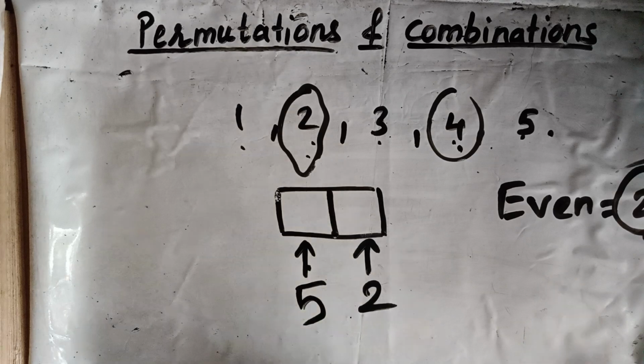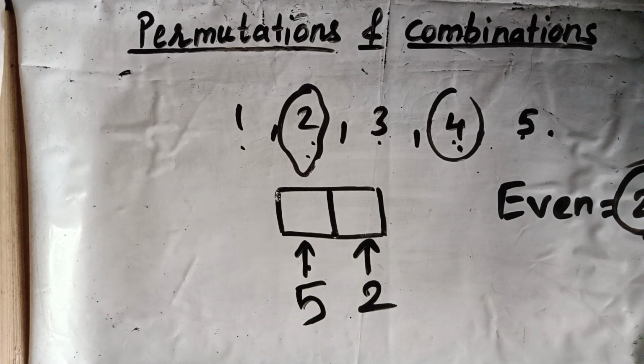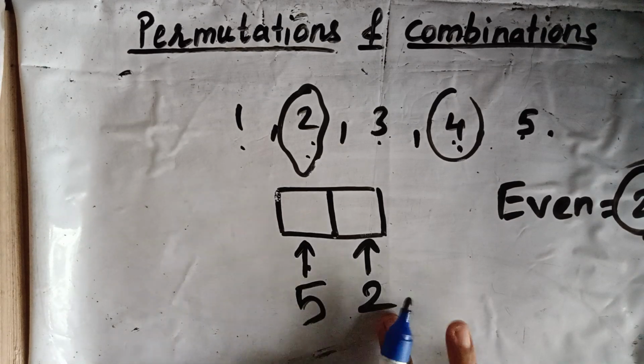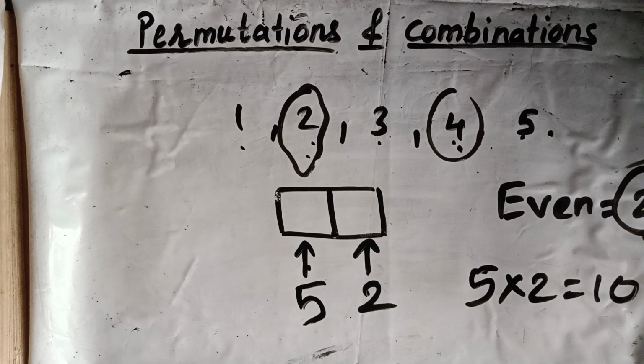If it was given that digits cannot be repeated, then I have to remove from this. It would have been 2, and here 2 numbers are removed, that is 3. Okay, so the total number here is 5 into 2, 10. 10 ways.